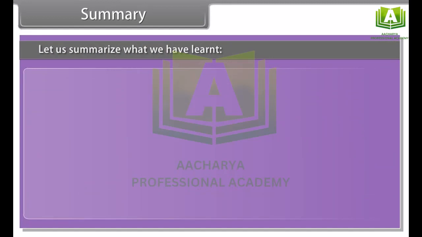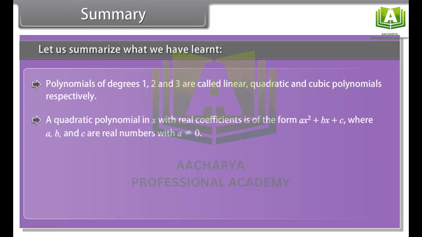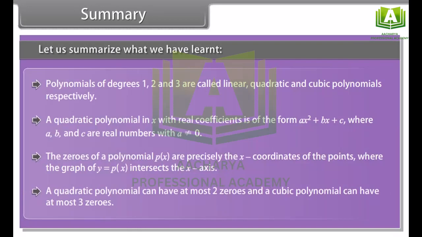Summary. Let us summarize what we have learned. Polynomials of degrees 1, 2, and 3 are called linear, quadratic, and cubic polynomials respectively. A quadratic polynomial in x with real coefficients is one of the form ax square plus bx plus c, where a, b, and c are real numbers with a not equal to 0. The zeros of a polynomial p(x) are precisely the x-coordinates of the points where the graph of y equals p(x) intersects the x-axis. A quadratic polynomial can have at most 2 zeros and a cubic polynomial can have at most 3 zeros.